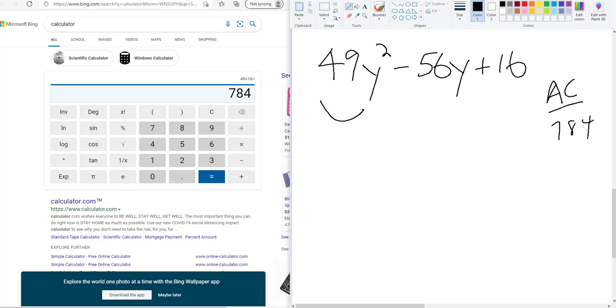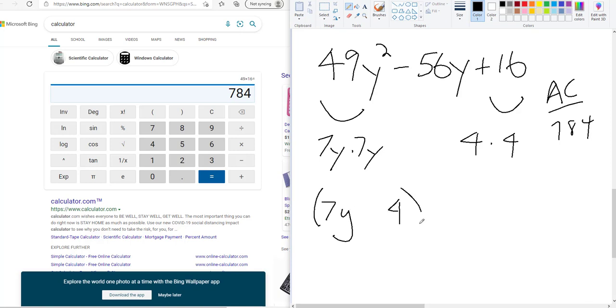This is a perfect square. This is a perfect square. This is 7y times 7y, and this is 4 times 4. So before I go through this long AC method, I'm going to test to see if I can make it work with a 7y 4 and a 7y 4. Now I've got to think about my signs. To get a negative in the middle, I've got to have negatives, but to get a positive on the end, I've got to have two negatives because a negative times a negative gives me that positive.